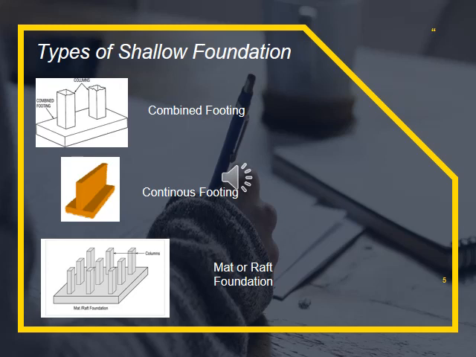Mat or raft foundation is a thick concrete slab resting on a large area of soil, reinforced with steel, supporting columns or walls and transferring loads from the structure to the soil. Mat or raft foundation is generally used to support structures like residential or commercial buildings where soil condition is poor, storage tanks, silos, and foundations for heavy industrial equipment.